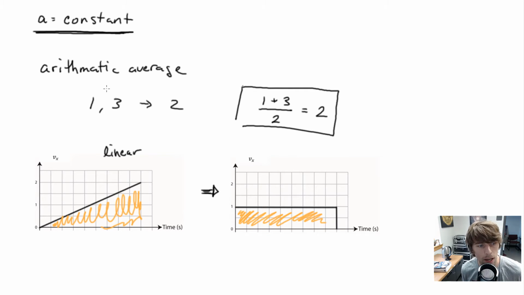So when we apply the arithmetic average, we're taking this linear velocity and modeling it as a constant velocity. And then we can go through and do our equations. That's the key, the absolute key. And again, you see why. If the acceleration is constant, then your velocity is linear, and the arithmetic average allows you to model it as a constant velocity. That's kind of the process. Okay?